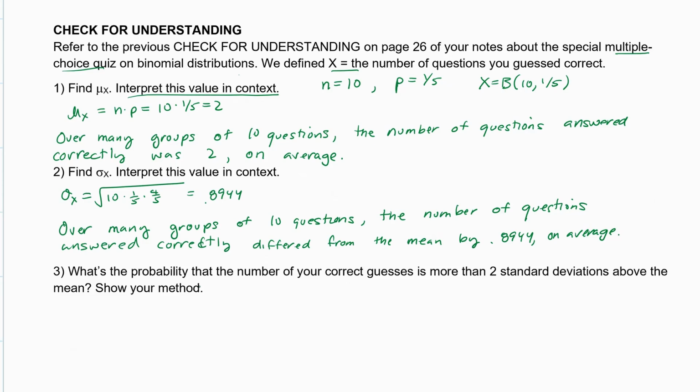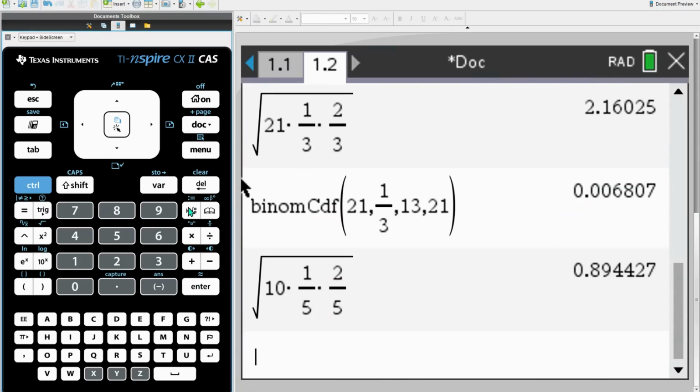Okay, so what's the probability that the number of correct guesses is more than 2 standard deviations above the mean? Well, geez, the mean is 2, and if I add 0.8944, then I guess the question is, what's the probability that X is greater than 2.8944? Now, to answer that question, I'm going to go into a binomial CDF again.